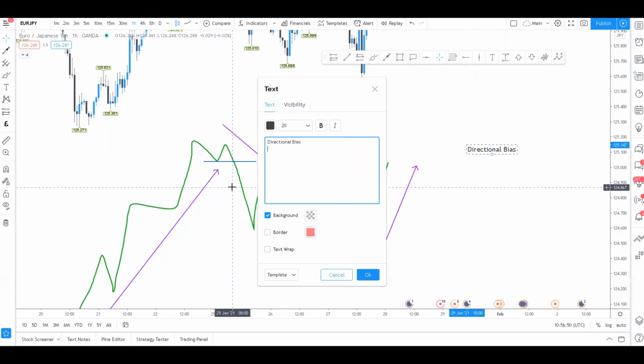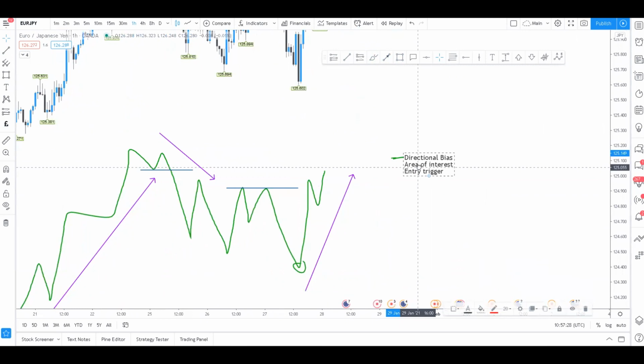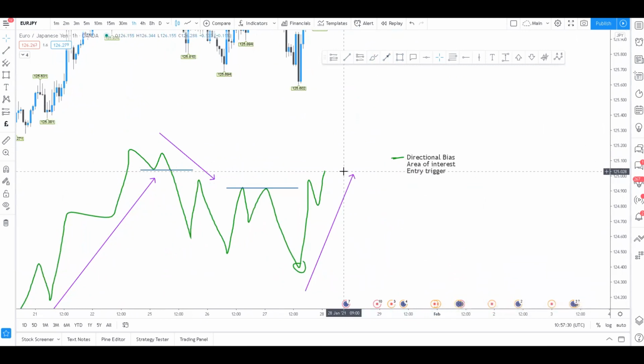So once we've got our directional bias, we can then move on to our area of interest, okay? And after that, we can move on to our entry trigger or triggers, okay? Now, we have sorted the directional bias. So for our area of interest, let's just use a classic break and retest type level. We're just looking for levels that have been broken out of, to previous highs and lows, to be retested, revisited, and then traded off of.